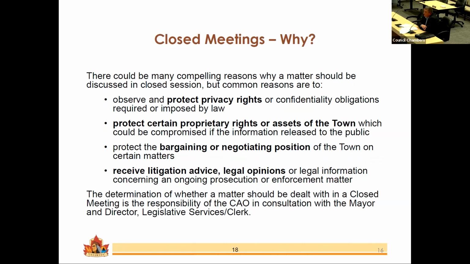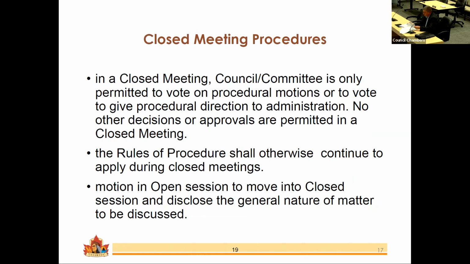So certainly, just again, to reiterate why council goes into closed sessions at times, the reasons mostly revolve around observing and protecting privacy rights, protecting certain rights or assets of the town, which could be compromised if the information is released to the public, protecting bargaining or negotiating positions of the town, and to receive litigation advice or legal options. Next slide, please. Closed meeting procedures.